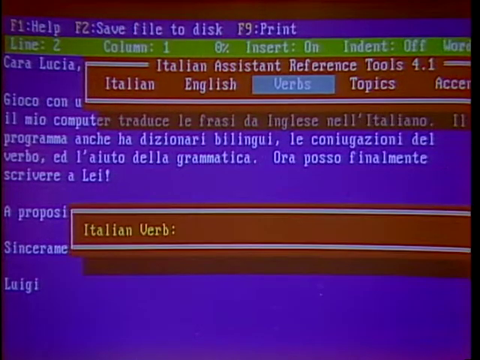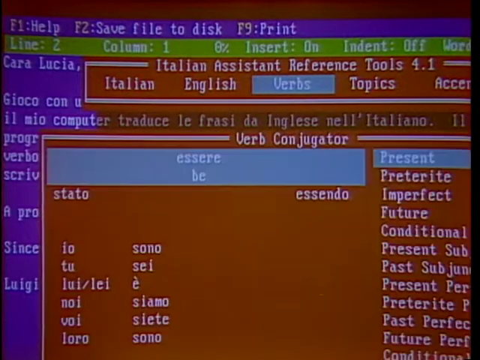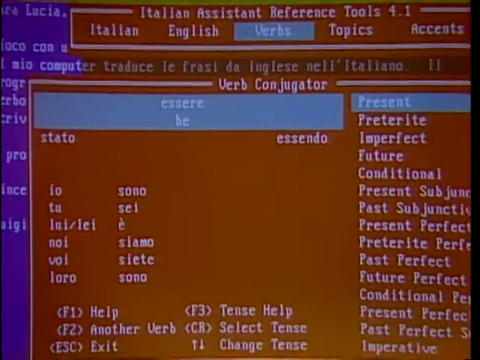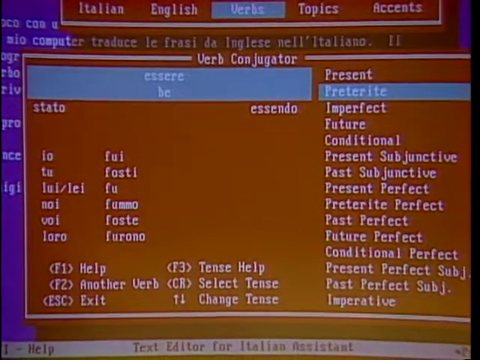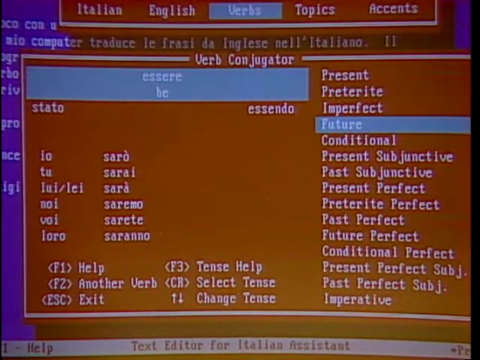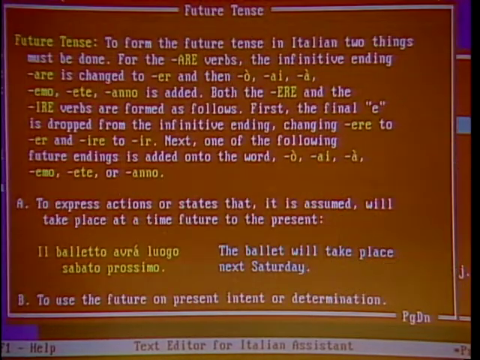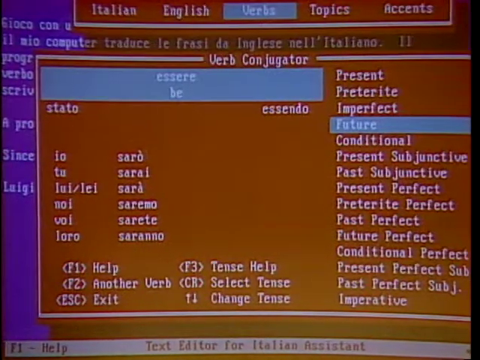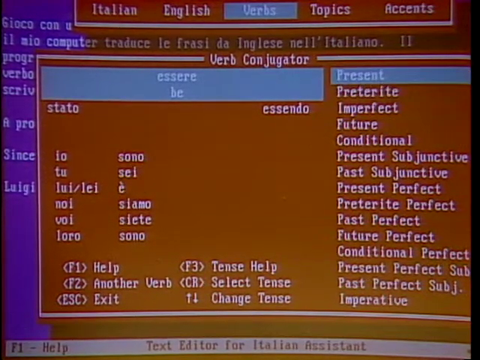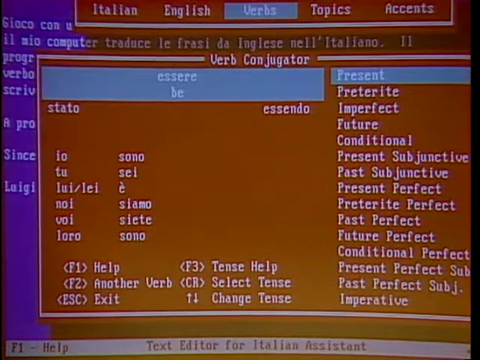Similarly, we can conjugate verbs. This will save people from carrying around those heavy verb conjugation books and remembering all the irregular ways to conjugate verbs. We've got grammar tense help connected to all of these so that you can look up the help for any of the particular tenses that you're looking at. And finally, we've got a method for entering accents as well, so it makes entering accented characters very, very easy.